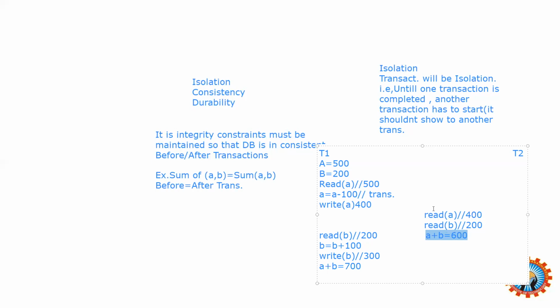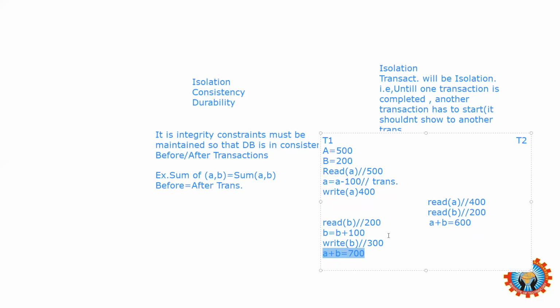Once you are doing one transaction, you can't do the starting of another transaction. If that happens, there will be a difference between the two transactions. Here the amount of the two particular persons is 600, whereas here it is 700. There is a difference between these two transactions. I hope you understand the concept of isolation.